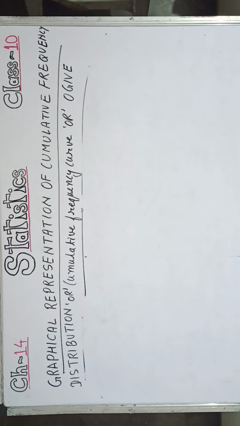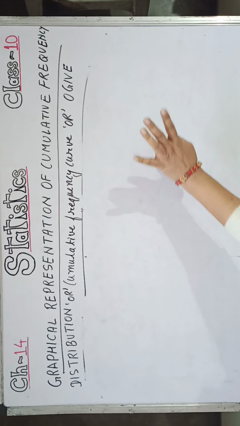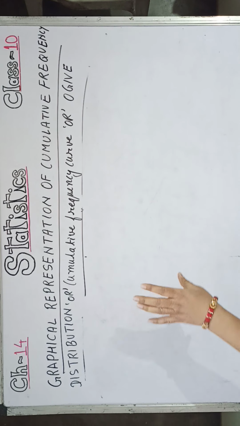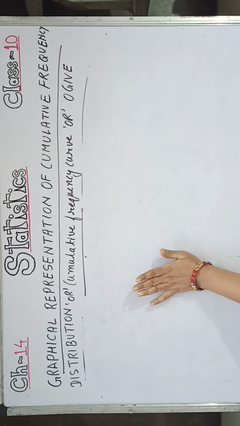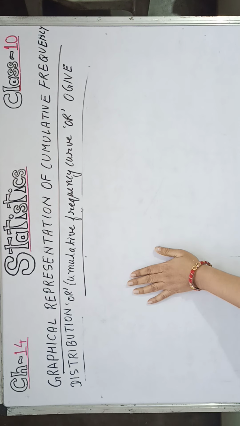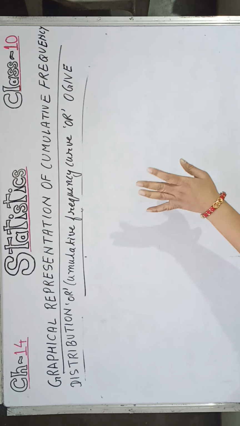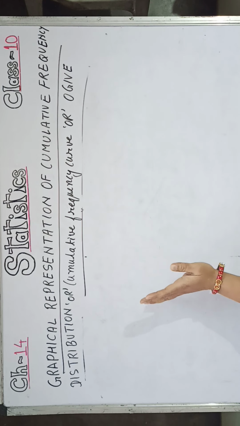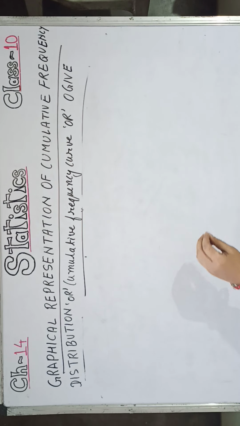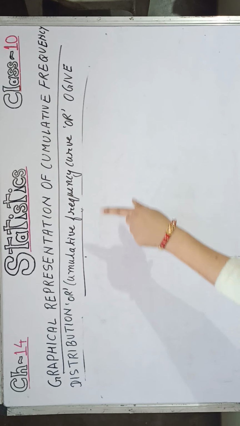Hello students. Today we will be doing the next topic of statistics, that is graphical representation of cumulative frequency distribution, or cumulative frequency curve, or ogive. Now again I repeat, this topic has been deleted from the syllabus this year, but I can observe that a few concepts are asked in the case study based questions from the deleted portions as well. That's why it's necessary to give a brief introduction of the ogive or cumulative frequency curve or graphical representation of cumulative frequency distribution.